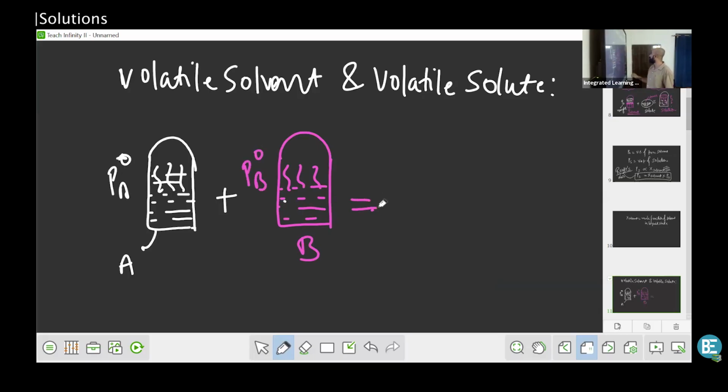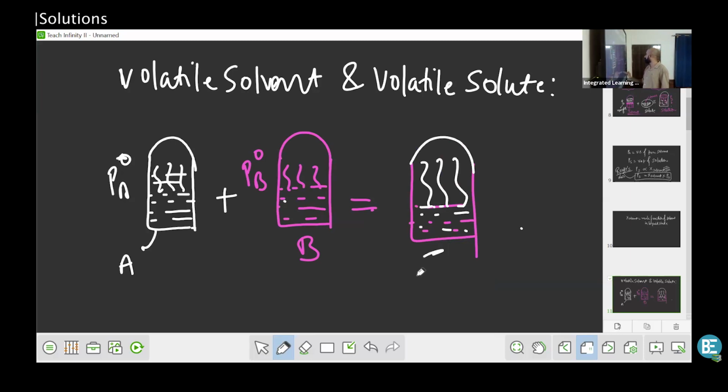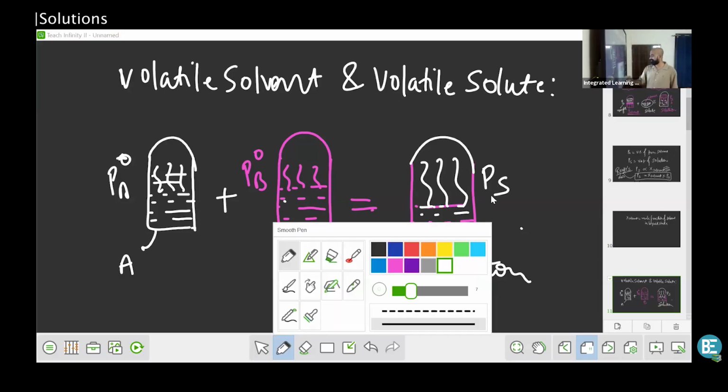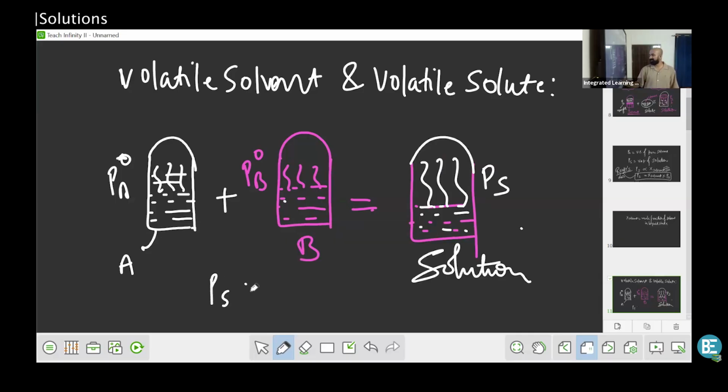So when you mix them, you will get A plus B. So this is B, and this is A. It is a solution because you have mixed them. Its pressure is PS. So can anyone tell me what will be the PS? If you have studied it already, what is PS in this case?